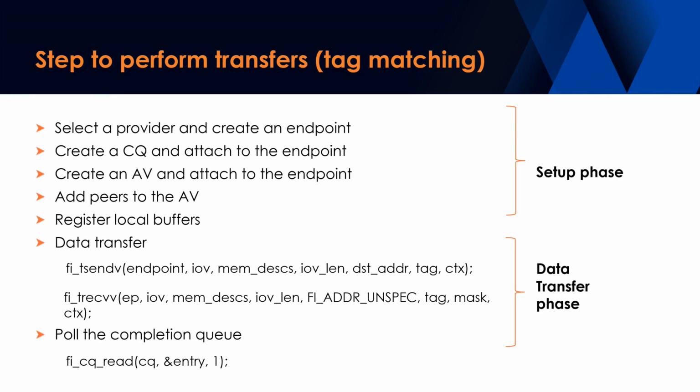So, steps to do a transfer. We do the setup phase first. We create the endpoint, we create the completion queue, and we attach that to the endpoint. We create the address vector, attach that to an endpoint, add peers, and then register our local buffer. Then the data transfer happens with one single line of code, send. If you want to receive, it's receive. And then you choose how you want to be notified about the completion: you either poll or you wait for an event.